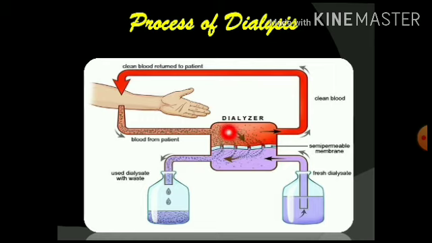Now this blood is rich in waste materials, and the fluid which fills the lower compartment is known as dialyzing fluid. This fluid has a lower concentration of waste materials, and the blood that has been brought to the dialyzer has a higher concentration of waste materials. So through this semi-permeable membrane, the waste materials move from their higher concentration to their lower concentration, that is from the blood to the dialyzing fluid.